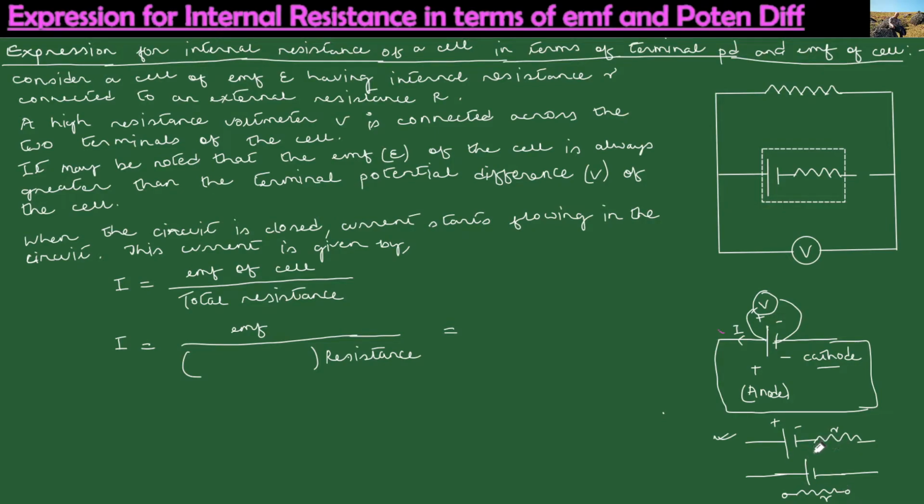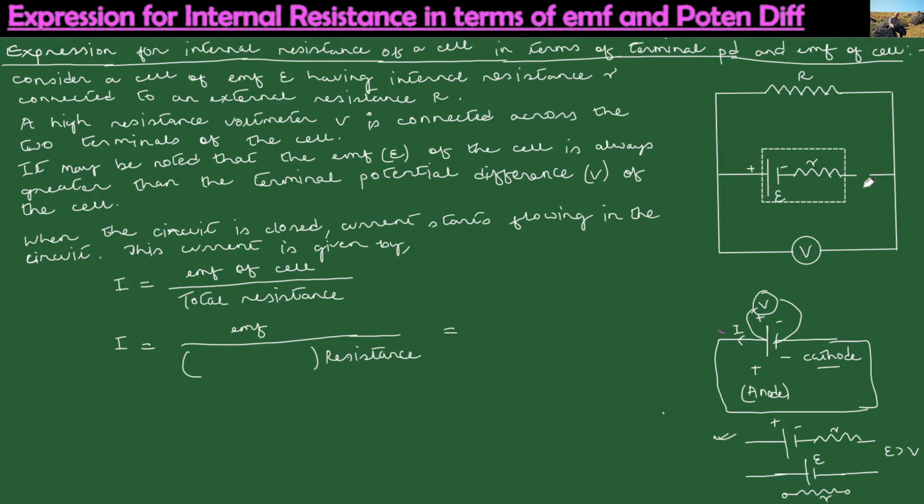From here, the EMF will be E of the cell. Mind you that the EMF E of the cell is always greater than the terminal potential difference V of the cell. Over here, we have the cell having EMF E, and let R be the internal resistance of the cell. In the circuit diagram, we have this load resistance capital R, which is connected across the two terminals of the cell. One terminal of the cell will be at a positive potential, the other terminal at a negative potential.